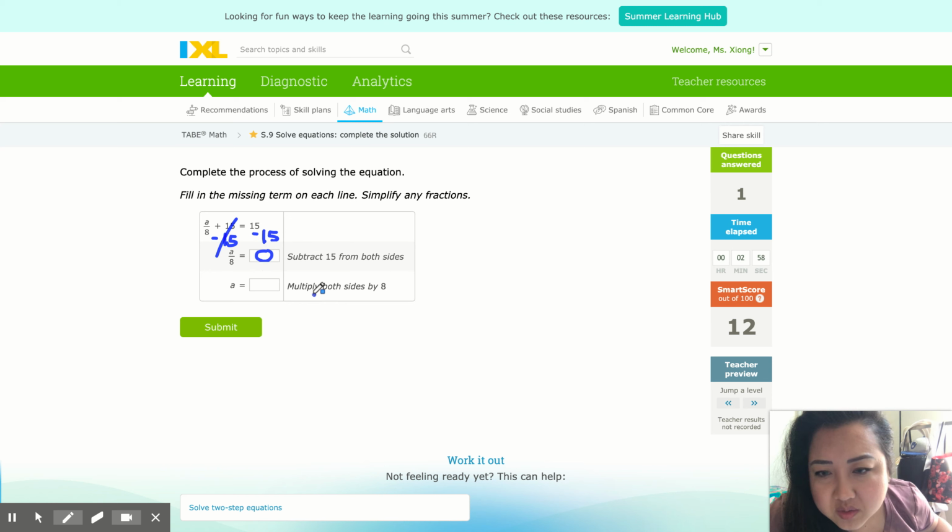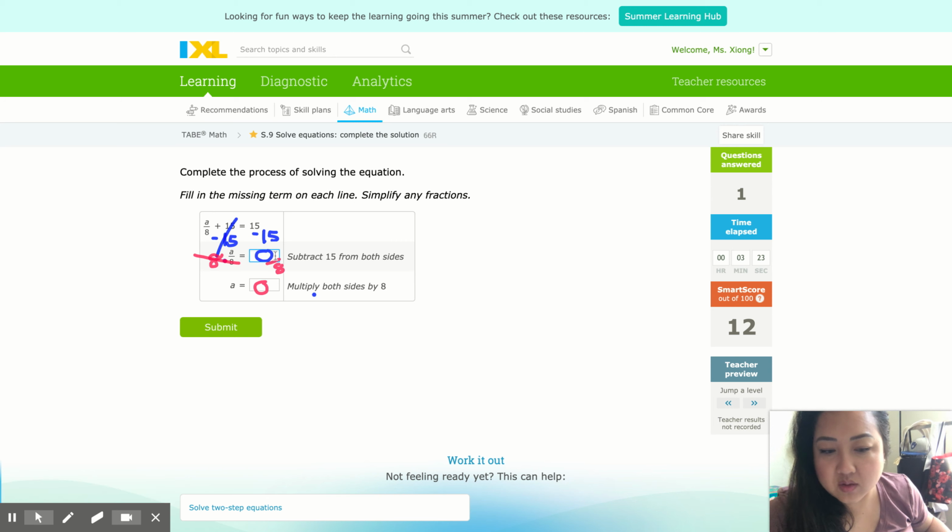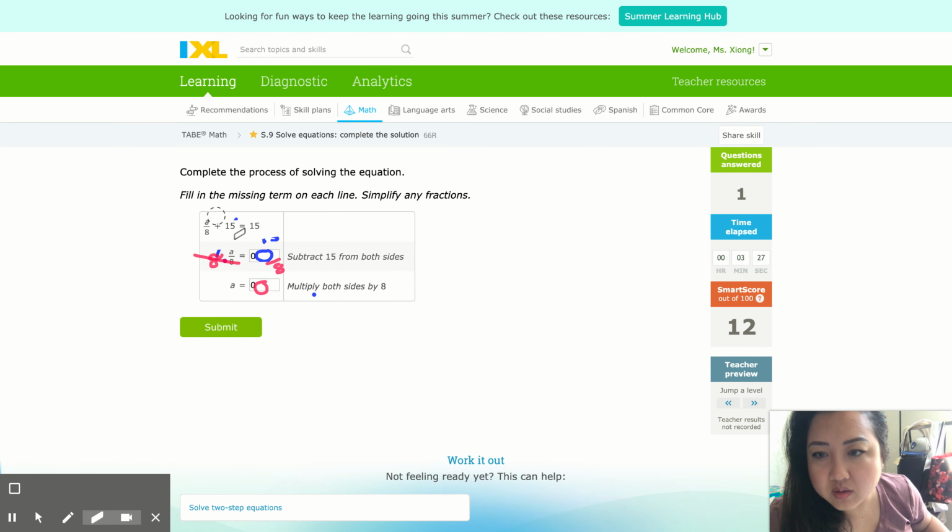And then now they want us to multiply both sides by 8. So if I multiply this by 8, use red. If I multiply by 8 on this side, it's going to be 8 over 8. 8 over 8 is just 1. So I'm just going to get a, and then 0 divided by 8 just equals 0. So both answers should be 0. So I will go in, put 0 for both, and then submit my answers.